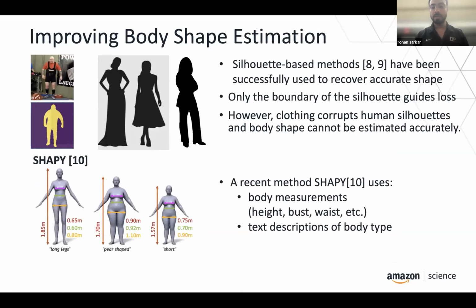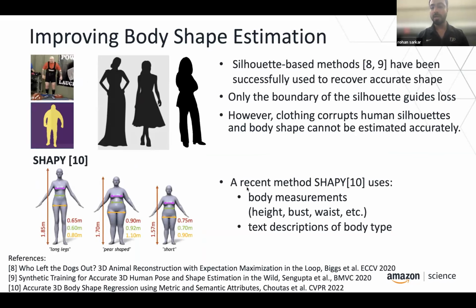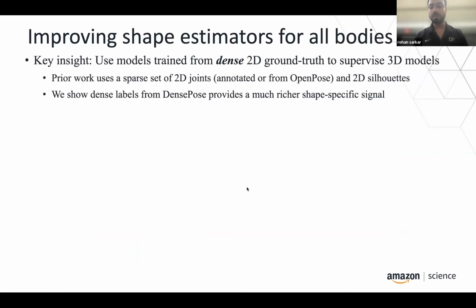A recent method, ShapY, collects body measurement data such as height, bust, and waist measurements, and textual descriptions of the body type, such as long legs, skinny, short, and uses these attributes for training. Our goal is to use DensePose for improving shape estimation for diverse body types.